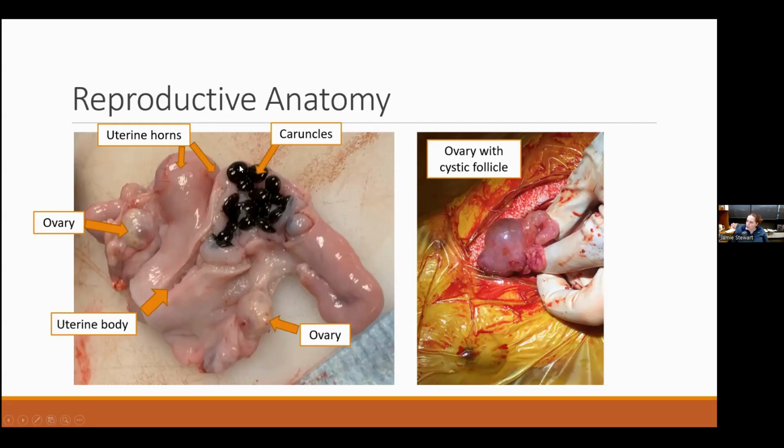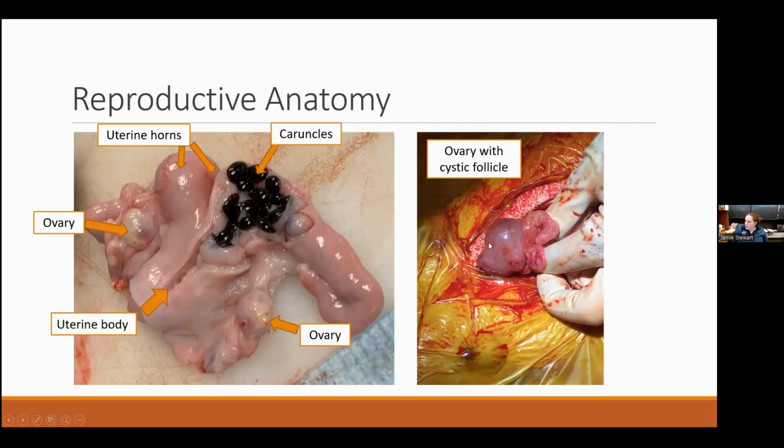And then these little black things that you see right here are caruncles. Those are normal, but especially in our black face breeds, they tend to be black. This is where the uterus is going to implant and form what we call a placentome. Those are the sites where the uterus is attached between the baby and the mom, at these sites here.